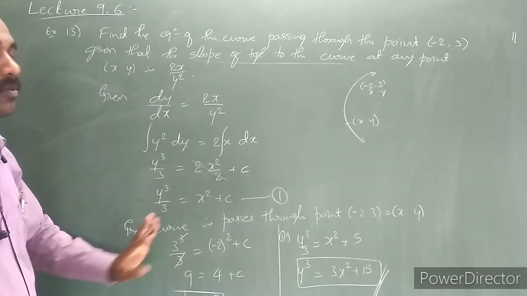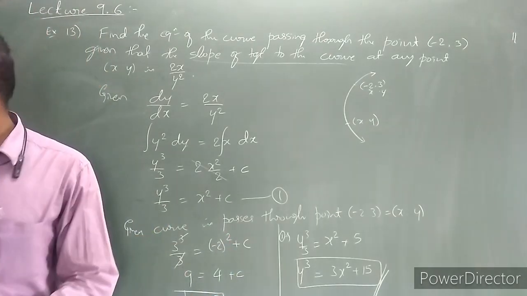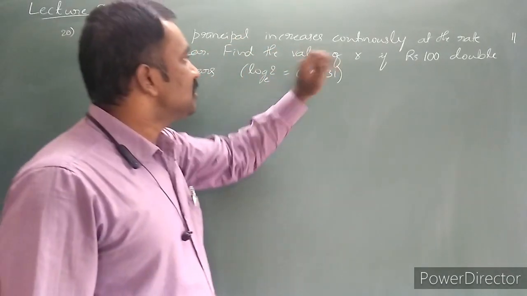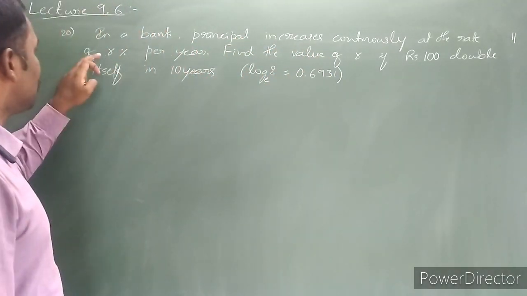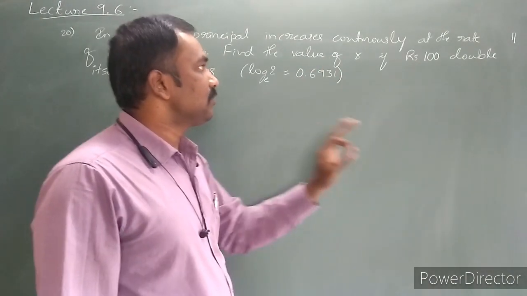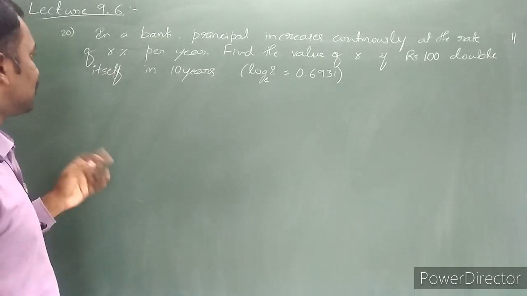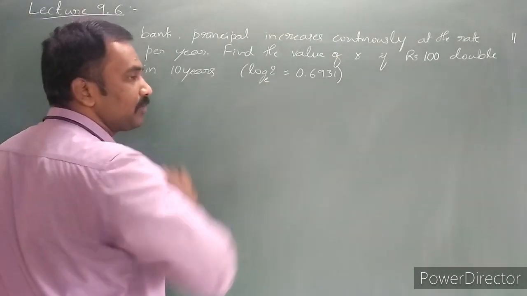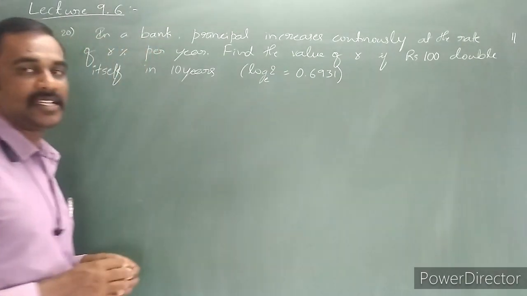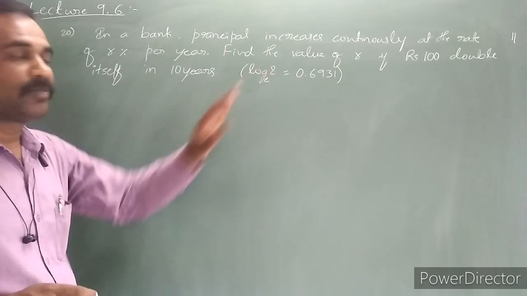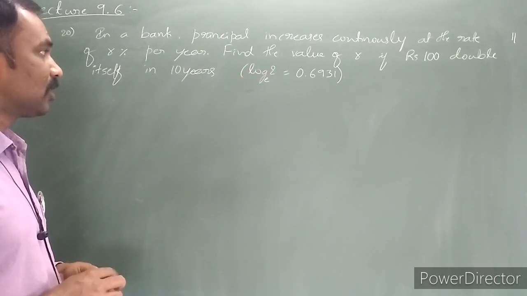Very simple problem. Okay, now 20th problem. In a bank, principal increases continuously at the rate of r% per year. Find the value of r if the principal doubles in 10 years, when the log of 2 to the base e is 0.6931. The log 2 value is required in the solution. They have particularly given the value of log 2.